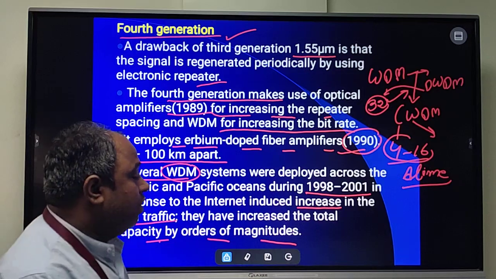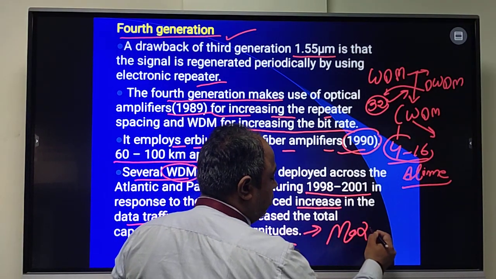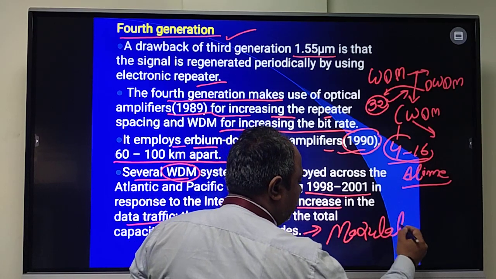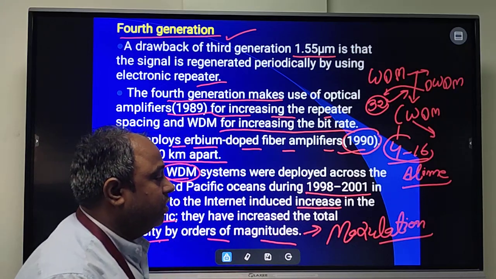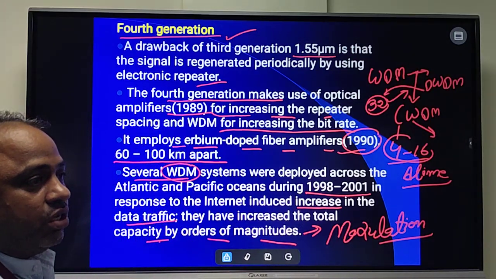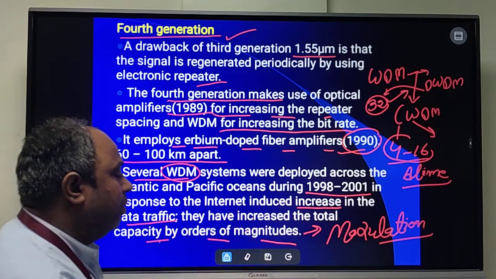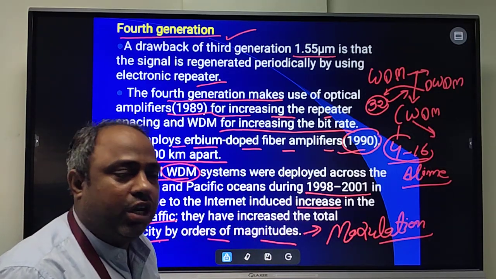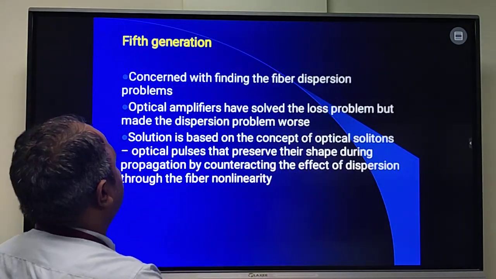But how can we use it? We use different kinds of modulations for data transmission, and that modulation plays a very pivotal role in the transmission of the signal. It's the beauty of the 4th generation, where the signal is enhanced day to day. After this, we go on to many more milestones in optical communication, and we are talking about the next generation also.